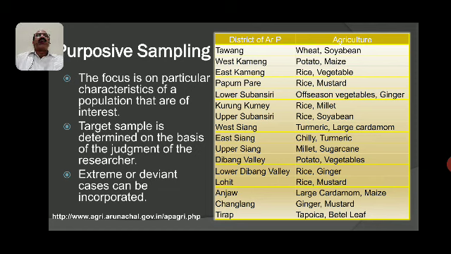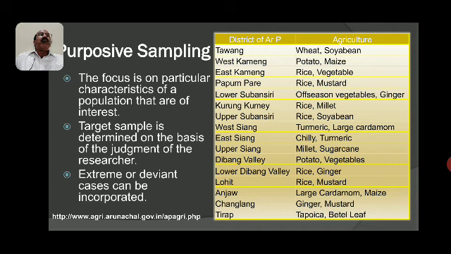Then in purposive sampling, we can see through another example. The focus is on a particular characteristic of the population that is of interest. The target sample is determined on the basis of the judgment of the researcher. Say somebody is working on agricultural produce, the benefits.